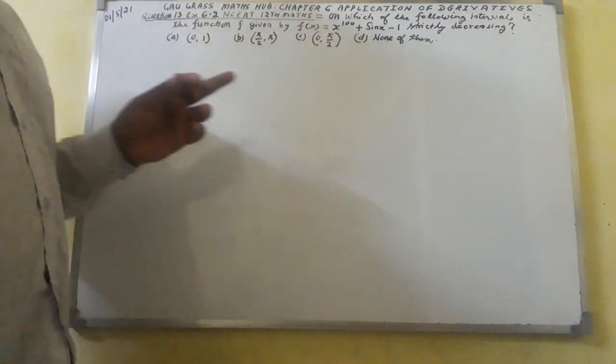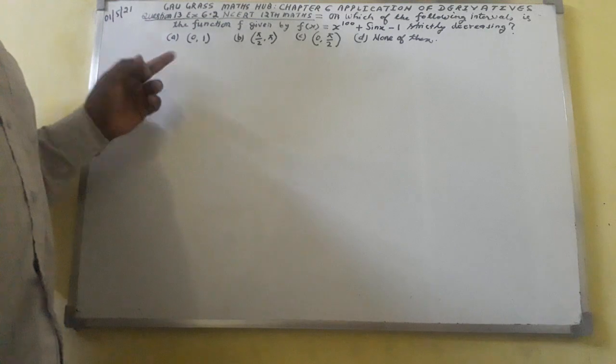I shall explain question number 13 that has been taken from exercise 6.2, chapter 6, application of derivative of NCERT 12 mathematics. The question is: on which of the following intervals is the function f given by f of x equal to x raised to the power 100 plus sin x minus 1 strictly decreasing?